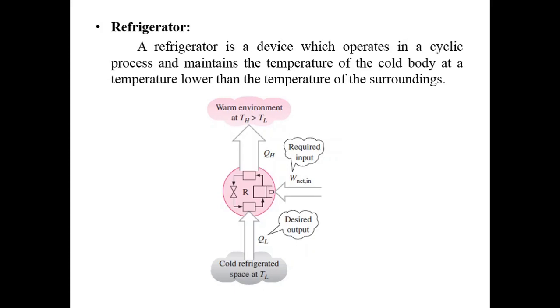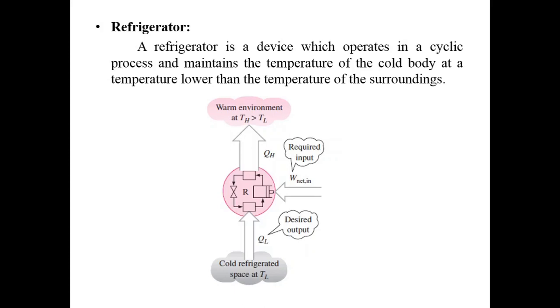Here, the work is given to the system. In the case of a heat engine, we extracted the work. So the work is the output from the engine. In the case of a refrigerator, we are giving the work to the system for the process to happen. For the refrigerator, we give the work as an input.